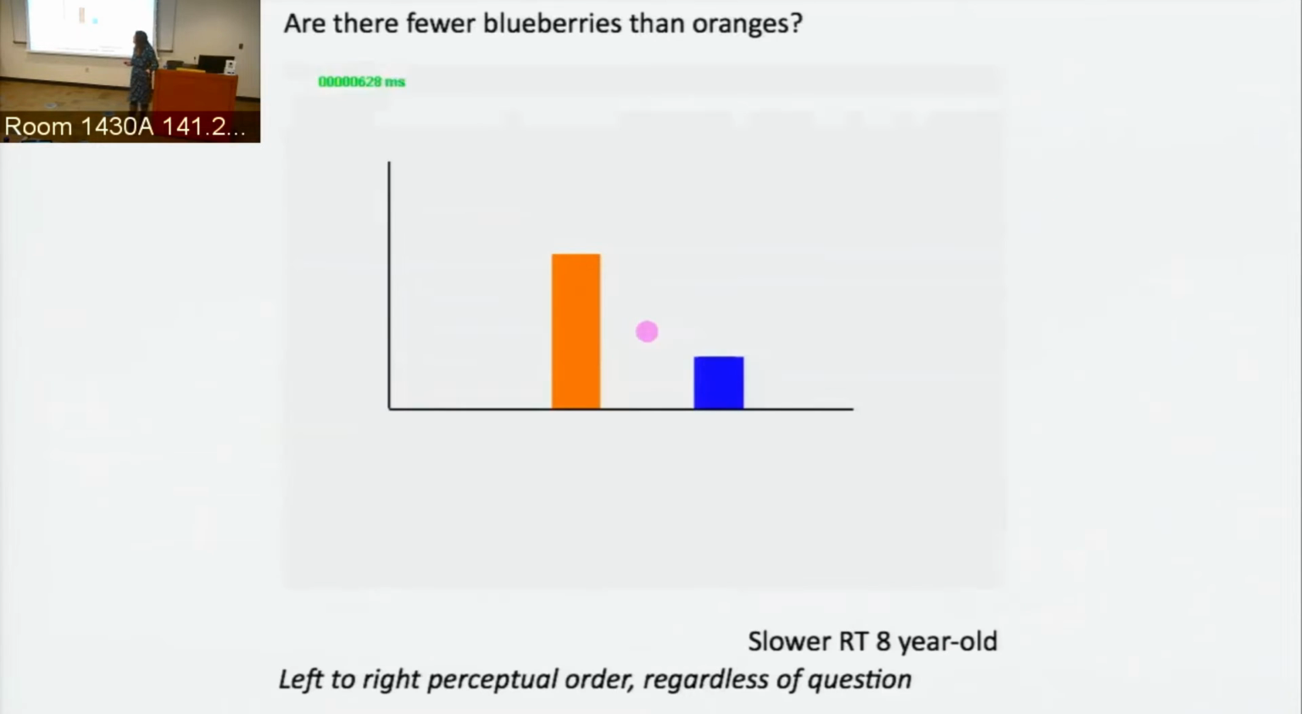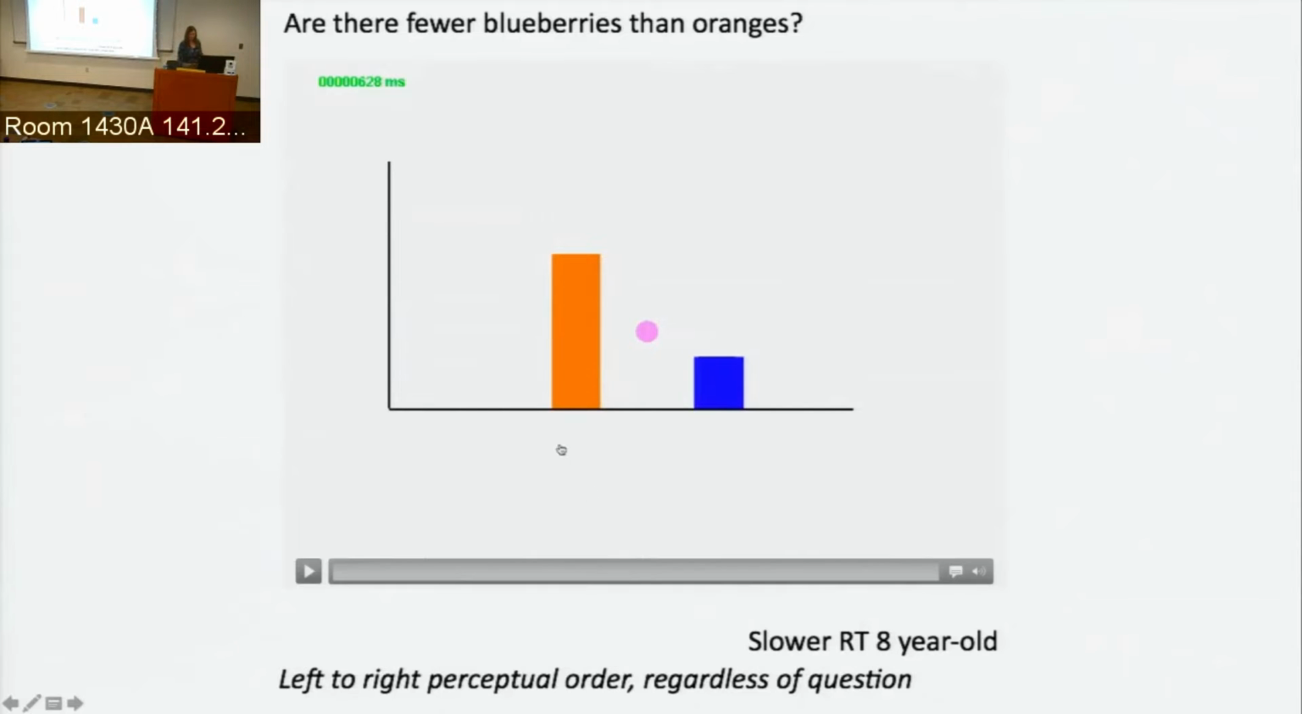So I'm going to show you first some eye tracking videos of just one child in this case. In addition to measuring their eye movements, of which bar they looked at first, we're also recording how quickly they respond, yes or no, to that question. This is a video of an 8-year-old child answering this question: are there fewer blueberries than oranges? Overall, the trials we sampled from this participant tended to be slower on these kinds of trials. So I'm just going to show you real quick their eye movement pattern.